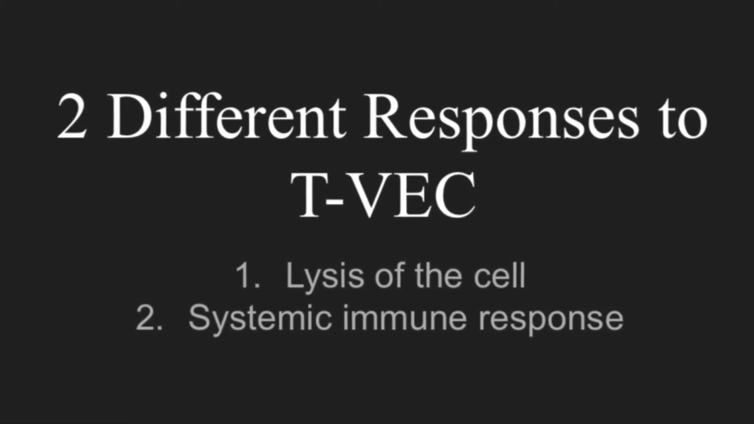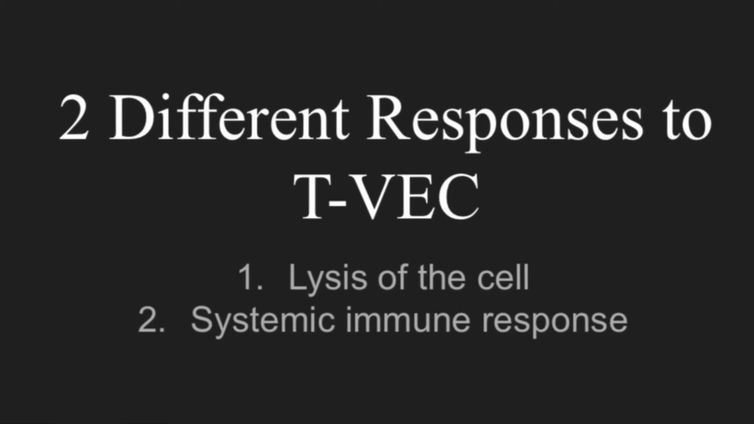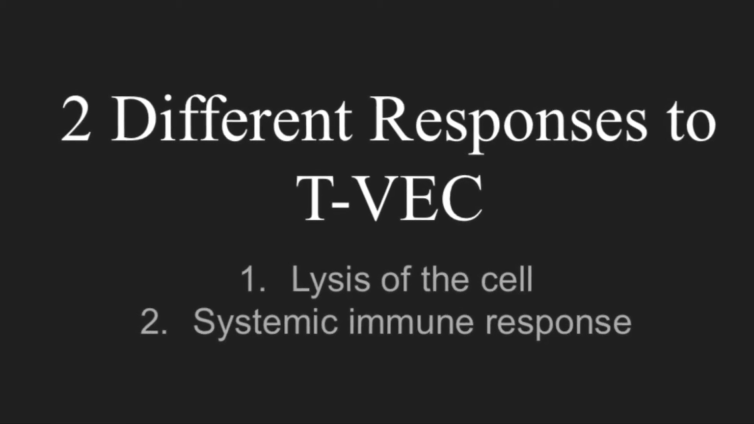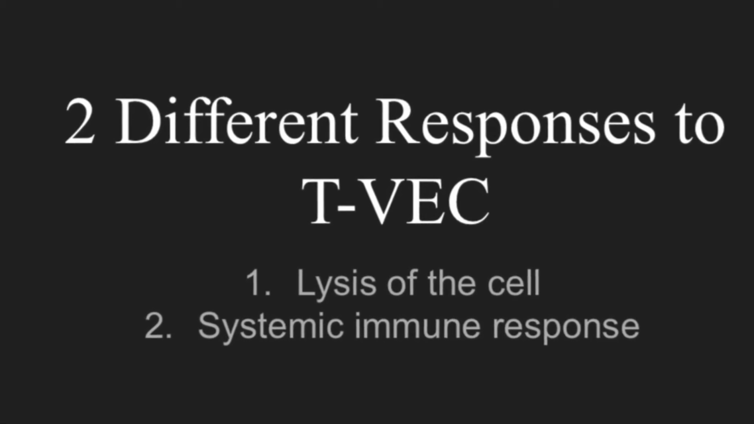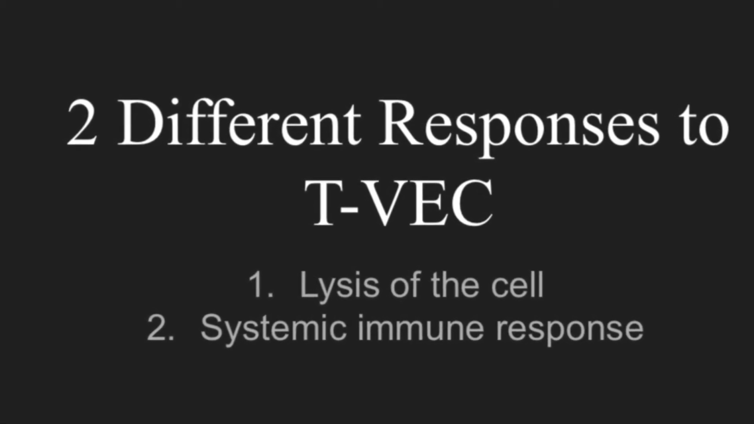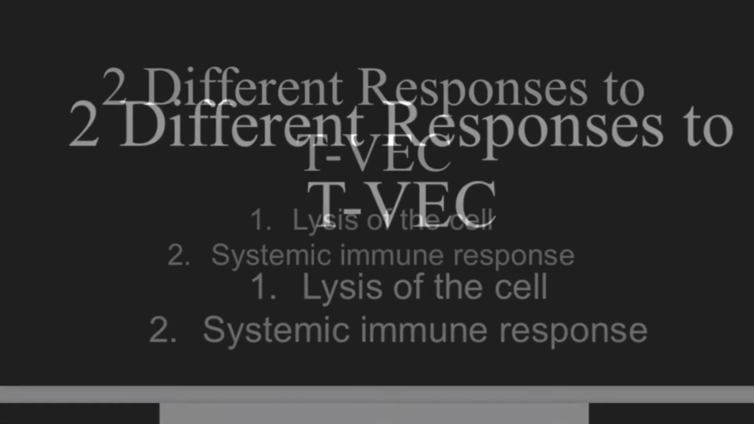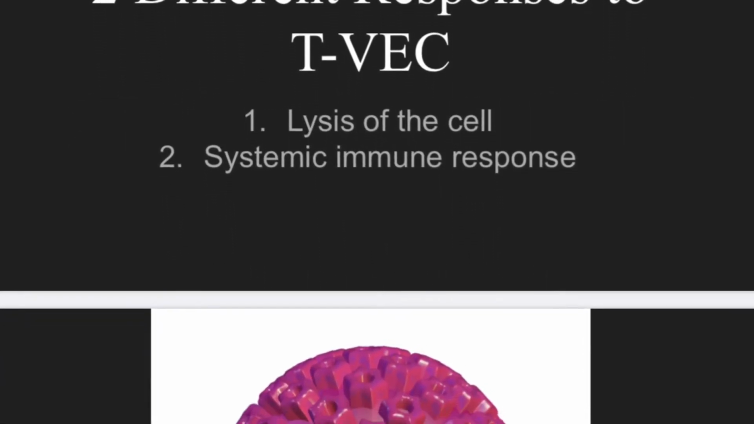Oncolytic viruses showcase 2 different responses to a tumor. The first is the ability to be inserted directly into a tumor, selectively replicating and lysing the tumor cell. The other is a systemic immune response. Their ability to do this is because of the altered genome of the virus.